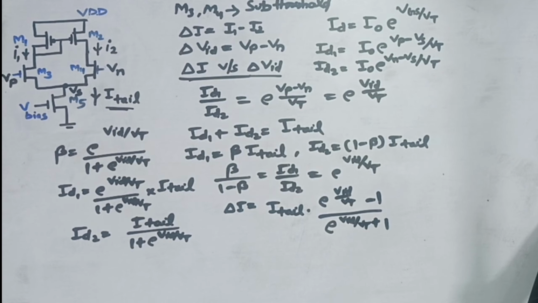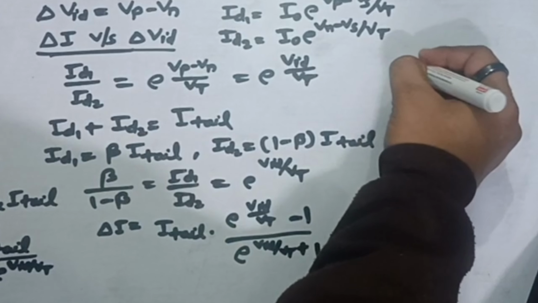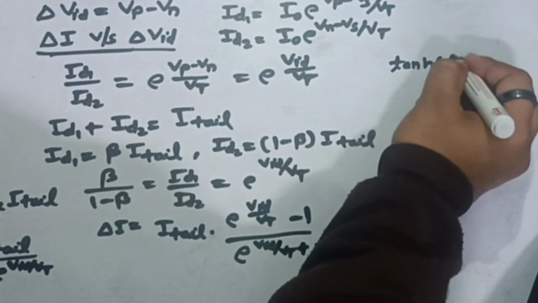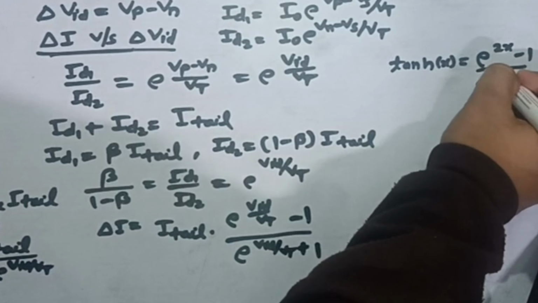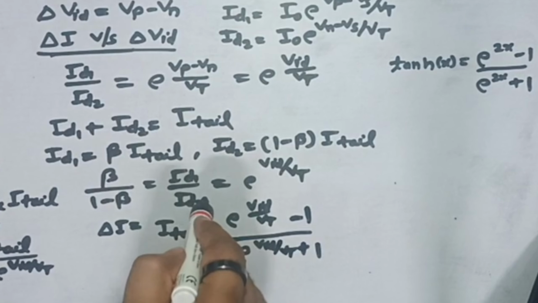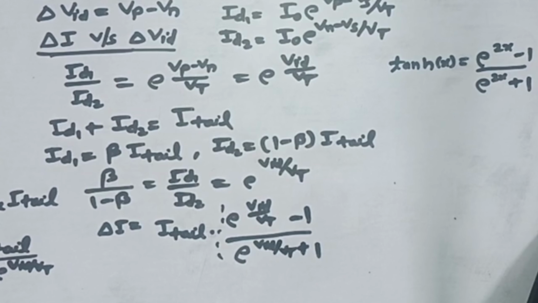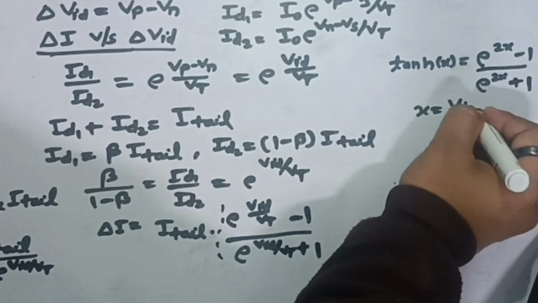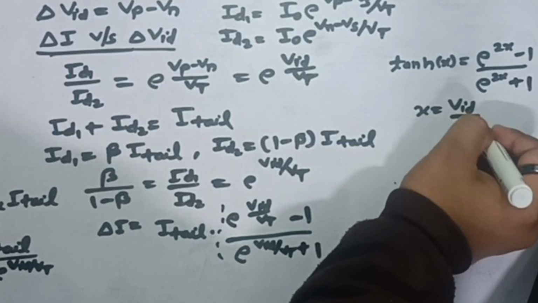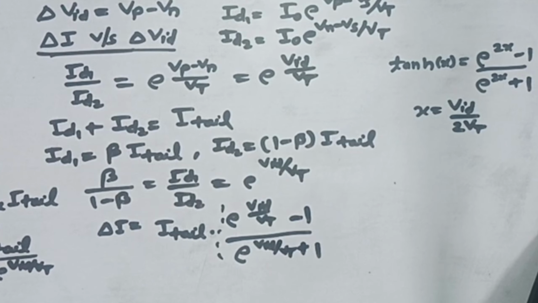This is the final equation which has the relation between delta ID and delta VD, which was asked in this question, but we can further simplify this. So we know the formula of tan hyperbolic x. The formula of this is equal to e to the power 2x minus 1 divided by e to the power 2x plus 1. If you compare this particular term with this tan hyperbolic x expression, you will get the value of x, which would be equal to VID divided by 2VT. This is the value of x which we will get after comparing.